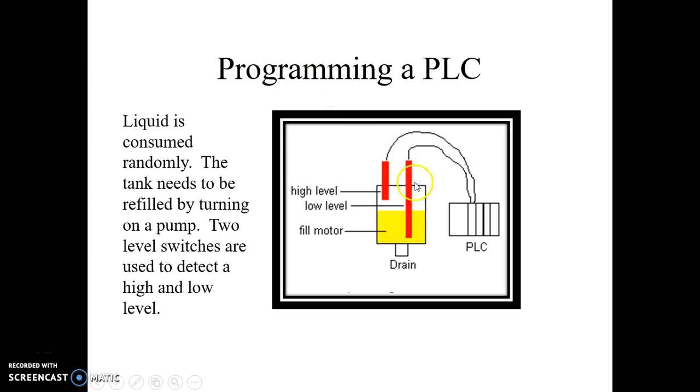Now suppose this is the situation for level control. This is the tank and liquid is consumed randomly, so it is required to refill the tank continuously by the pump. So two level switches are required for sensing the low level as well as the high level. One filling motor is required. It may be operated by a solenoid valve or motor, and a program is required to run this situation.